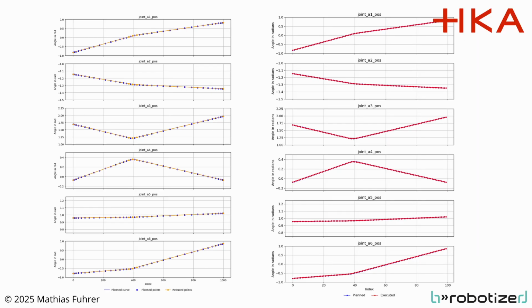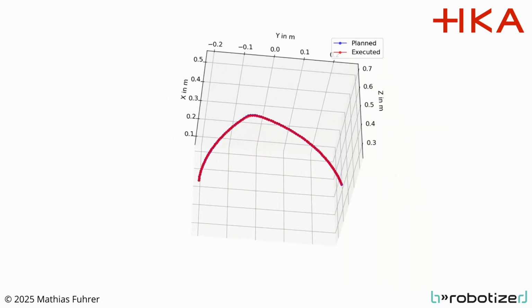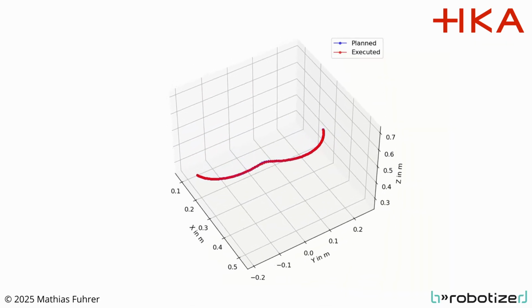On the left, it can be seen that the trajectory was approximated using 4 PTP primitives. On the right, the deviations between the planned and executed joint positions are shown to be small. And here you can see that the end effector's position also deviates only slightly between the planned and executed movement.